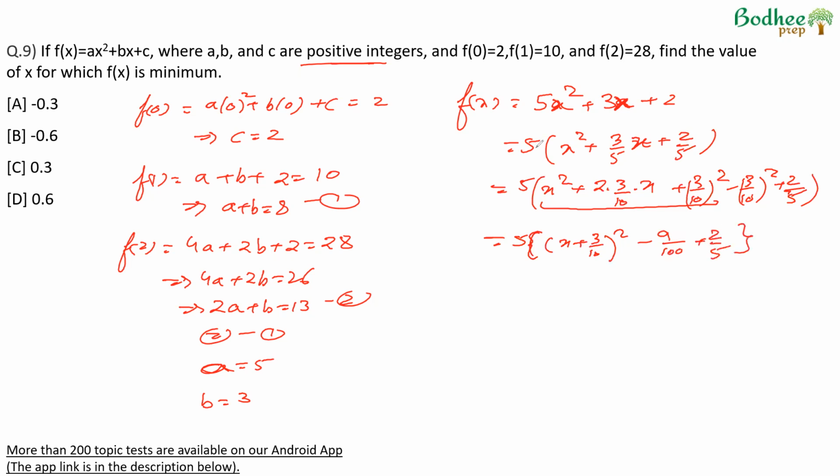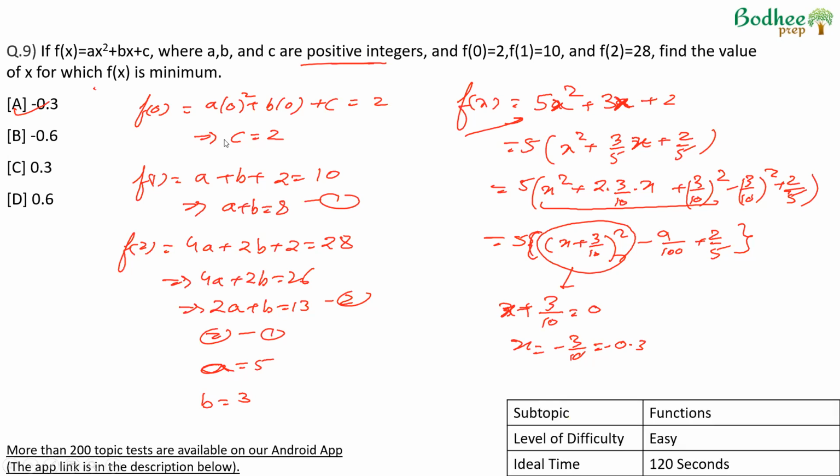We do not have to find the minimum value. We just have to find the point where it is minimum. So this term will be minimum and this is 0, which means x plus 3 by 10 is 0, or x is equal to minus 3 by 10 or minus 0.3 becomes my answer. We could have differentiated this to get a quicker answer as well, because we're just looking at the value of x. In any case, I'd say this is an easy question.